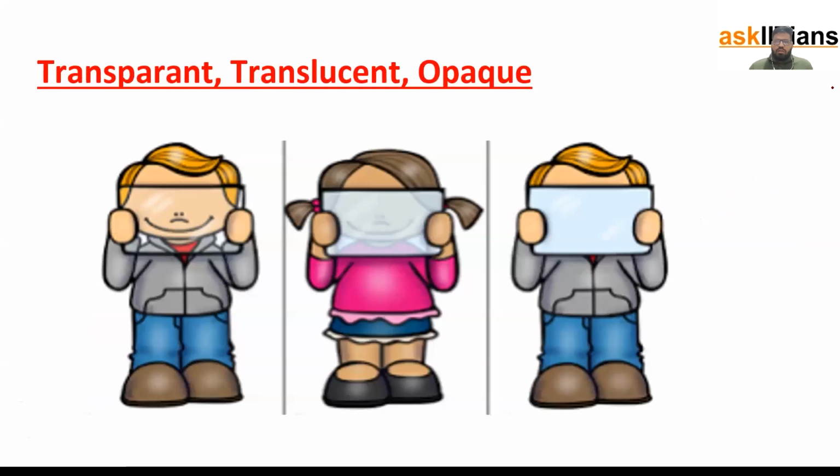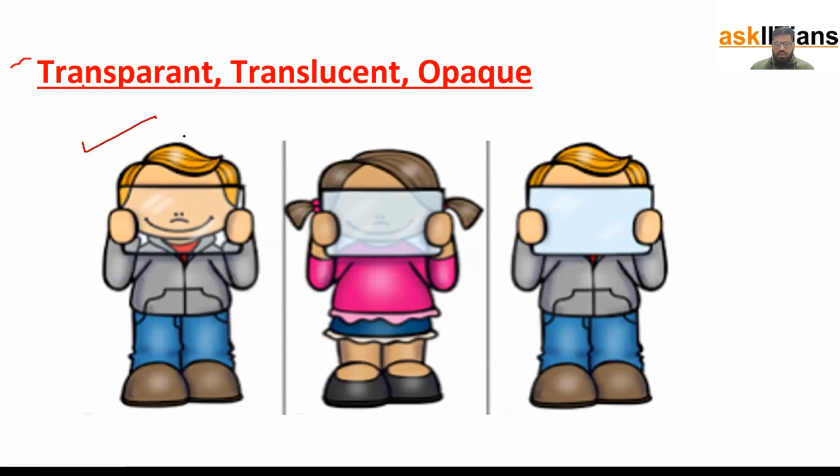Now we are going to move to the next topic, which is the types of objects. We divide objects into three types: transparent, translucent, and opaque objects. In the first picture, you see a boy holding an object. If you carefully observe this object, you are able to clearly see the boy's face through it. Yes or no?